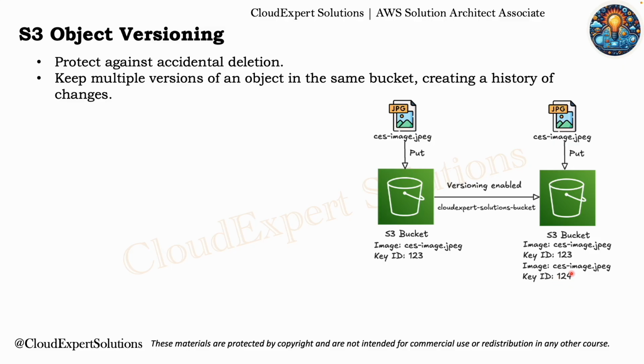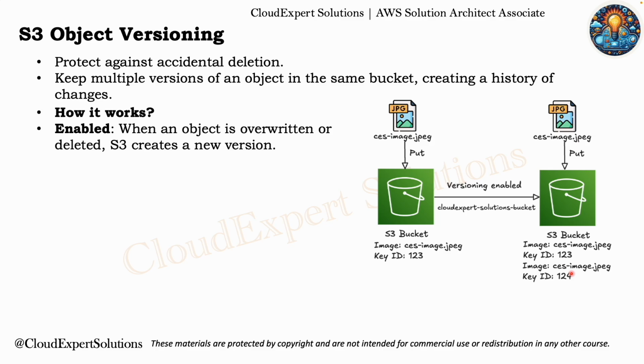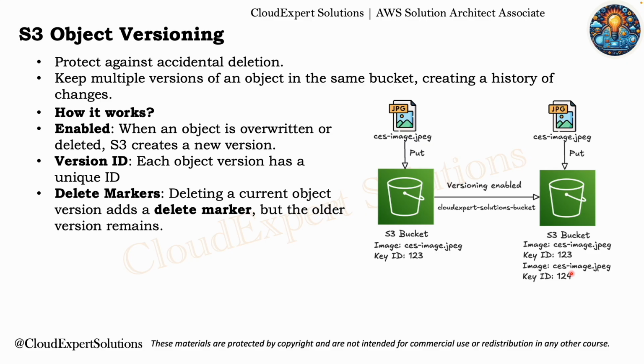We have understood the concept from the diagram. Now let's understand how it works internally. When you upload a new object with the same name, a new version is created and the old version is not deleted. It just becomes a non-current version. Each object will have a unique ID. And when you delete an object, S3 does not actually delete it. S3 will add a special delete marker which becomes the new current version and the older object version will still be there and it can be restored.